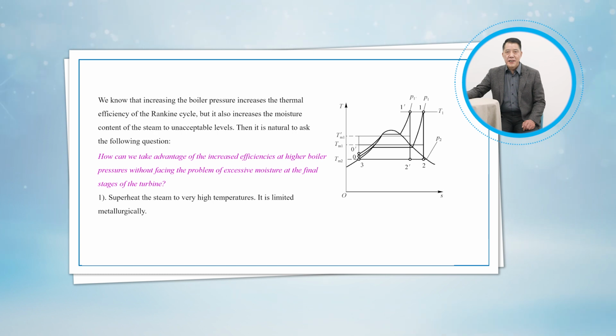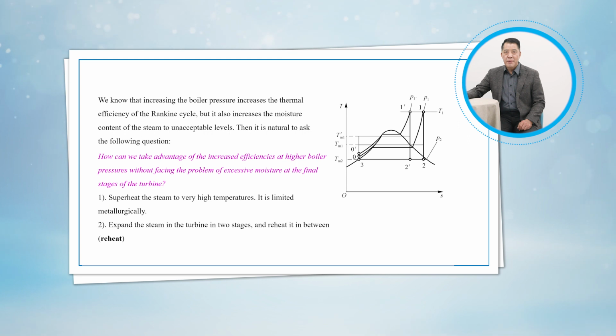1. Superheat the steam to very high temperatures before it enters the turbine. This would be the desirable solution since the average temperature at which heat is added would also increase, thus increasing the cycle efficiency. This is not a viable solution, however, since it requires raising the steam temperature to metallurgically unsafe levels.